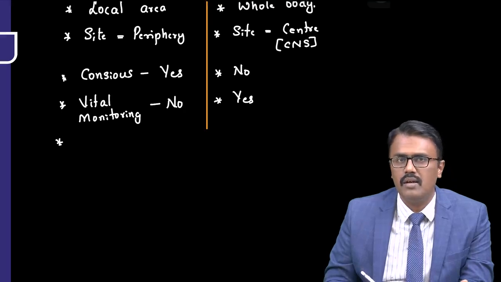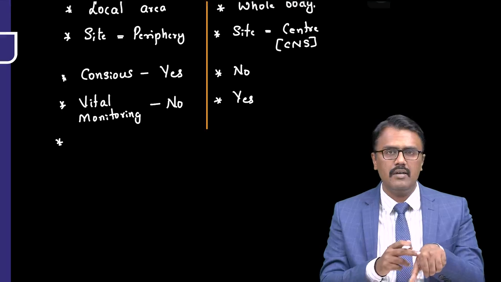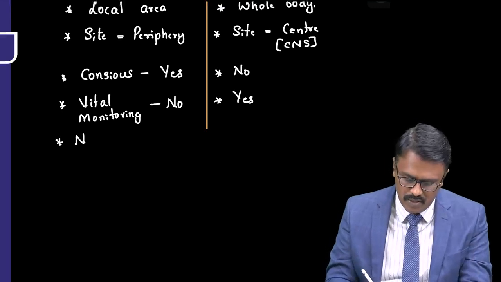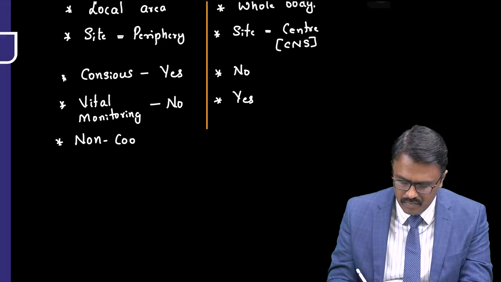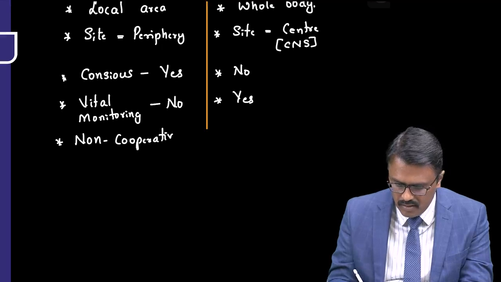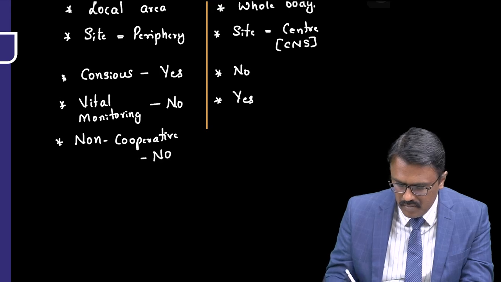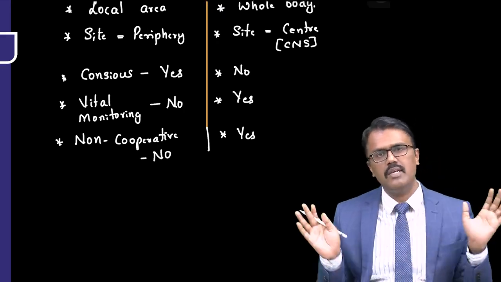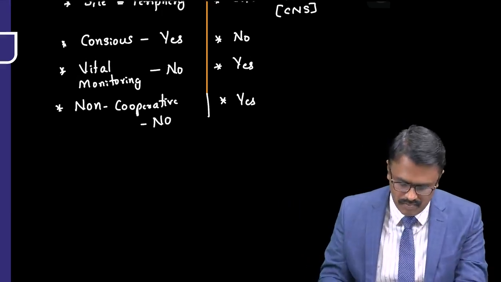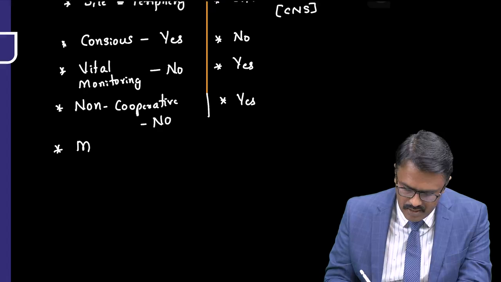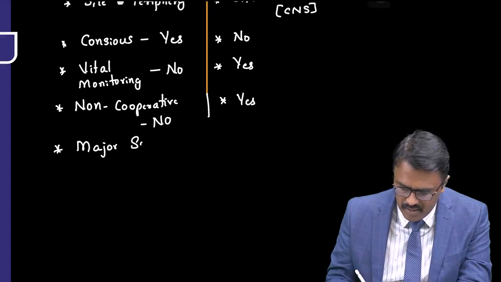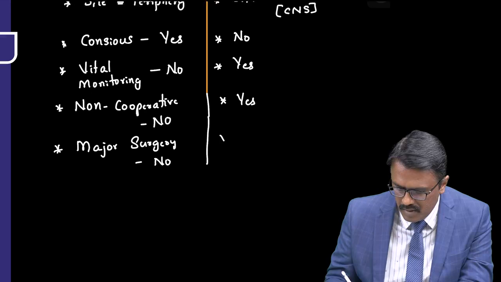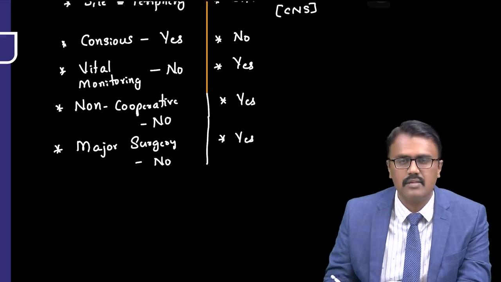Can you do it in a non-cooperative patient? Suppose the patient is hurt and is not cooperating for the suturing. Will you do that? No. In a non-cooperative patient, can we give local anesthesia? No. But in general anesthesia, you can give it to a non-cooperative patient, because the patient will sleep under sedation. So you can give it to them, no problem. Can we do major surgery with local anesthesia? No. But you can do major surgery with general anesthesia, yes.